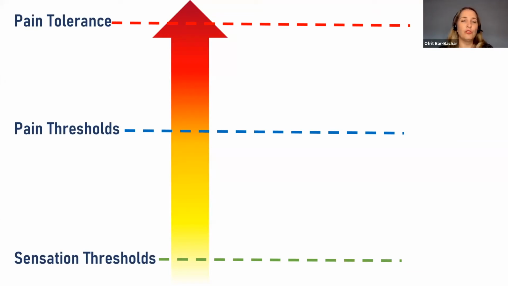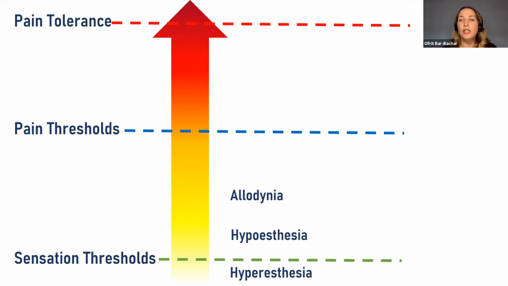Based on such comparisons, we can come to conclusions about the test results. Around the sensation threshold, we can see, for instance, hyperesthesia, a person who is more sensitive to a sensory stimulus than his peers. There's also hypoesthesia, a person who is less sensitive to a sensory stimulus than his peers. Allodynia is a phenomenon where a non-noxious stimulus is perceived as painful. This is usually tested with a paintbrush, for instance. Hyperalgesia is a person who has a lowered pain threshold, and hypoalgesia is a person who has a higher pain threshold as compared to their peers.